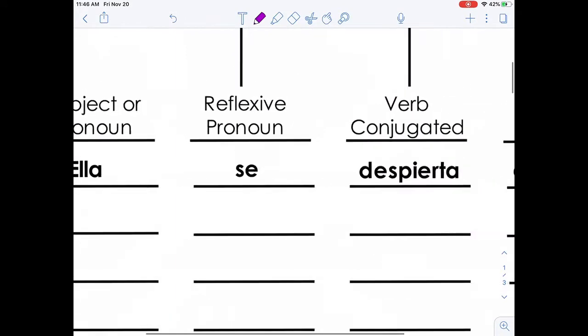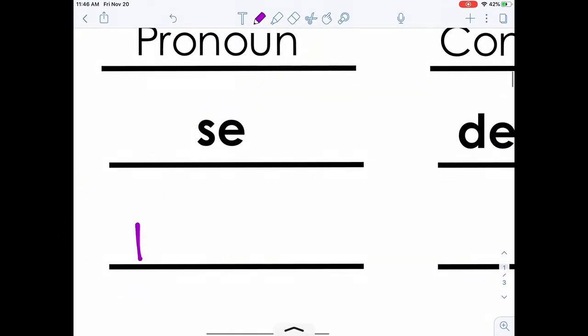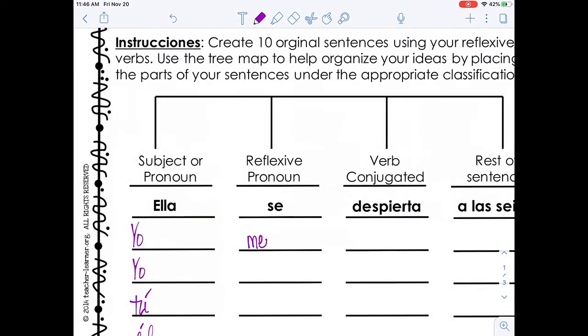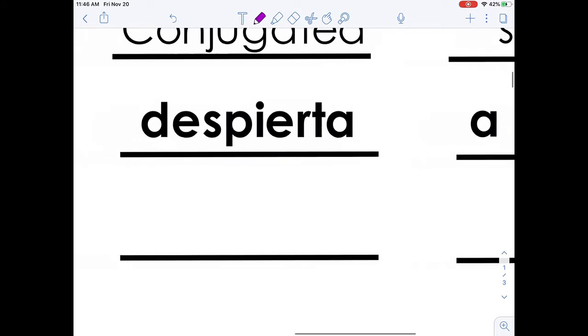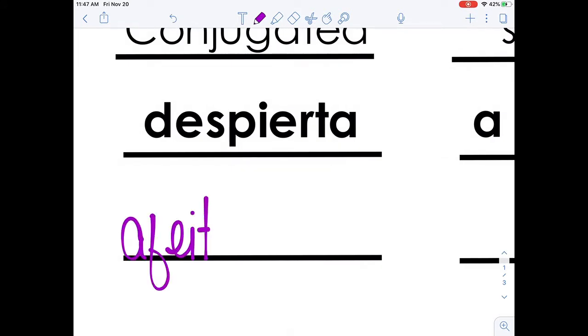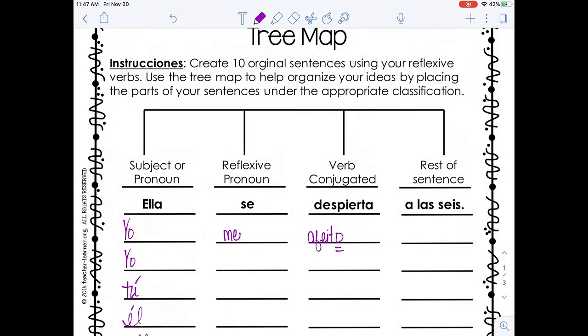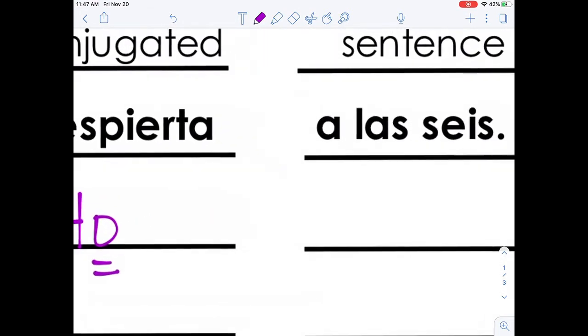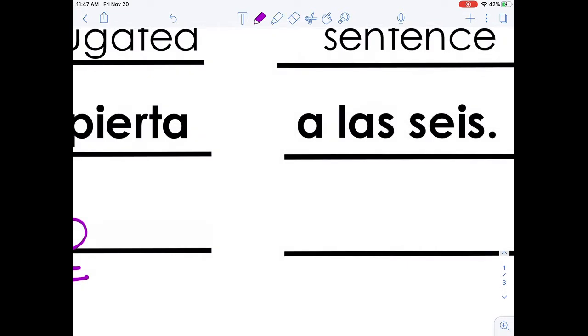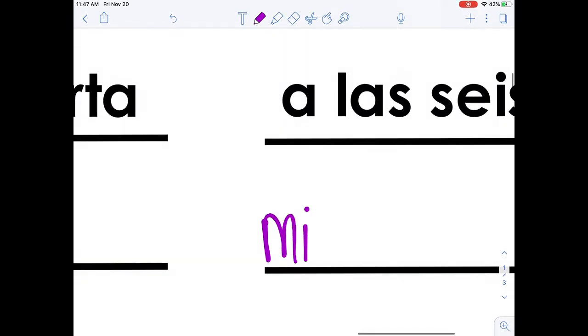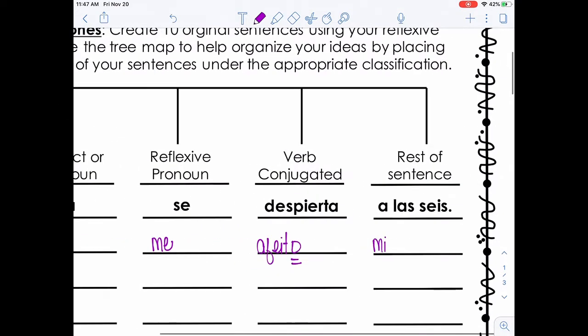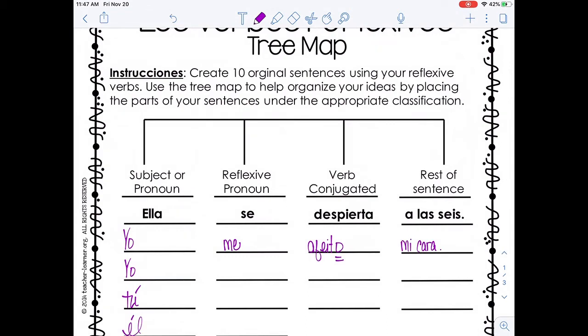So the yo form, our reflexive pronoun is going to be me, because that's always the reflexive that goes with the yo form. And then our next verb is going to be afeito with an O. We're not going to leave it in the infinitive because we have to conjugate that verb. We don't want to say I to shave myself. We want to say I shave myself. We don't want to say to shave. So if I say yo me afeito, and then let's see, I shave my face. Okay, then I can fill that in with my face. So yo me afeito mi cara.